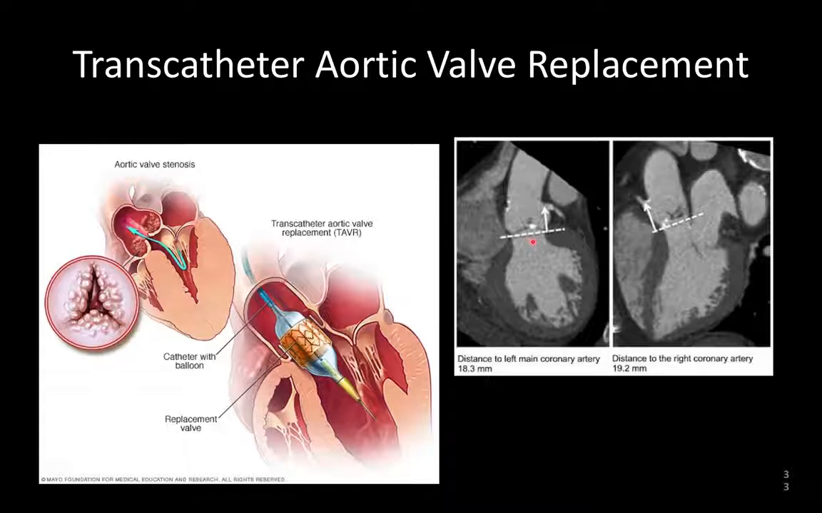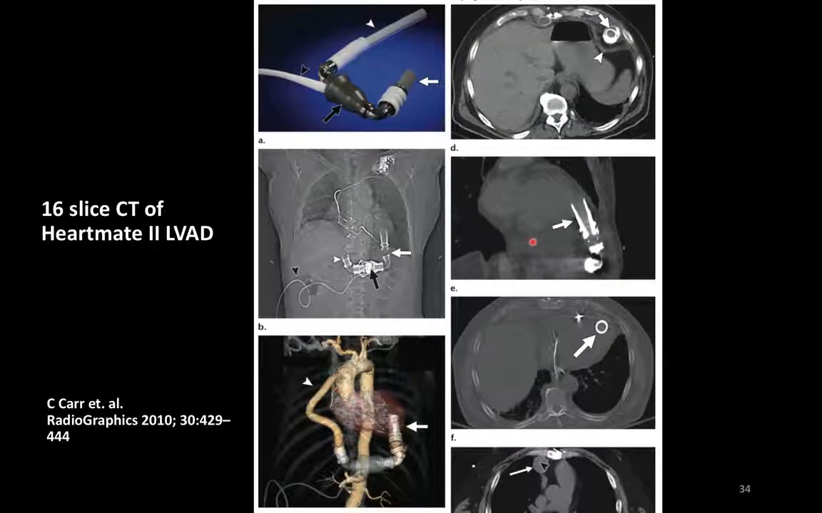It's called TAVR, and for cardiac CT, a huge number of patients are getting high resolution CTs in order to plan this therapy, so you can see the geometry and where it's going to go and everything. So those are some major applications of CT in the chest.